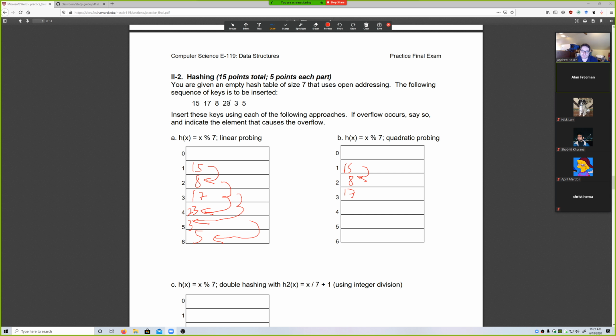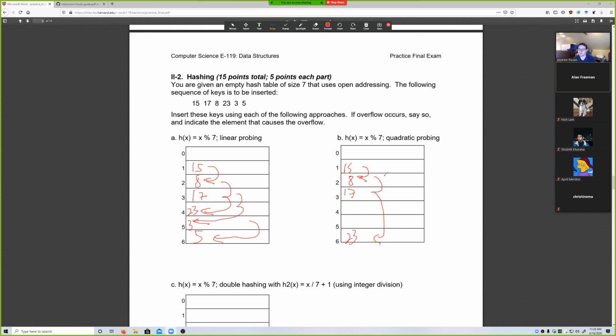Next, we look at 23. 23 mod 7 is 2. We try to put it here. We can't. So we try 1 squared away. 1 squared away does not work. So now we need to look at 2 squared away from the original space. So 2 squared away, which is 4. So 4 away from 2 is 1, 2, 3, 4. So we try index 6, which is empty. So we're going to put 23 in index 6.